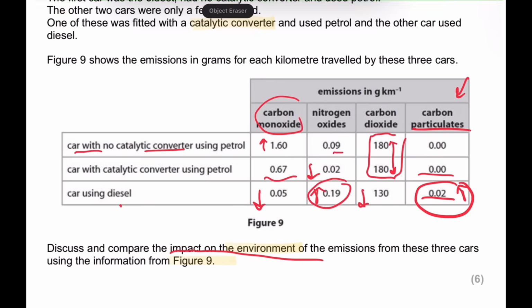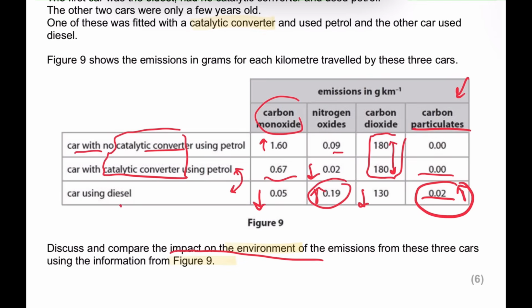We are first going to compare petrol and diesel. What is the difference between the two? Compared to diesel, petrol will release less nitrogen oxide and less particulates, which is very good. However, it will release more carbon monoxide and more carbon dioxide. And with a catalytic converter, if you look at what the effect is between both of them, it does reduce carbon monoxide as well as reducing nitrogen oxide.